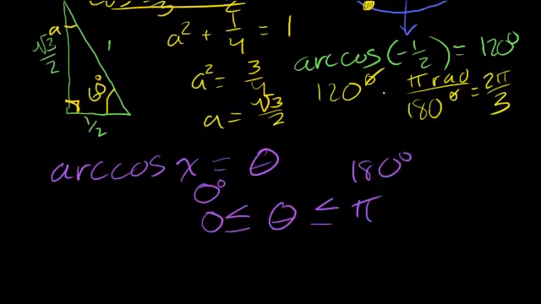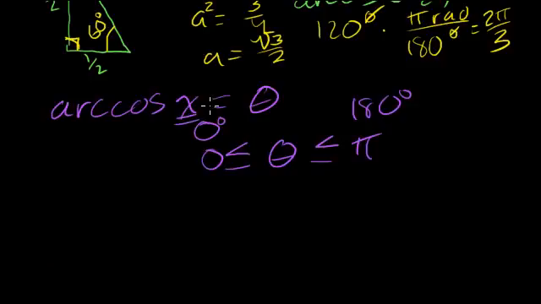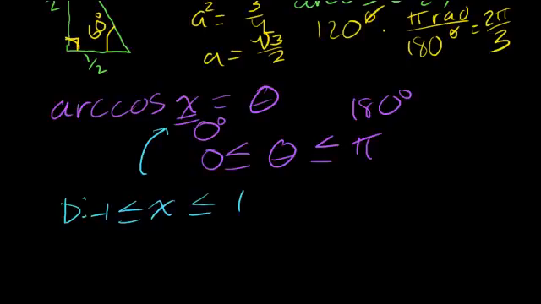And what are the valid values for x? Well, any angle, if I take the cosine of it, it can be between minus 1 and plus 1. So the domain for the arc cosine function is going to be x has to be less than or equal to 1 and greater than or equal to minus 1.